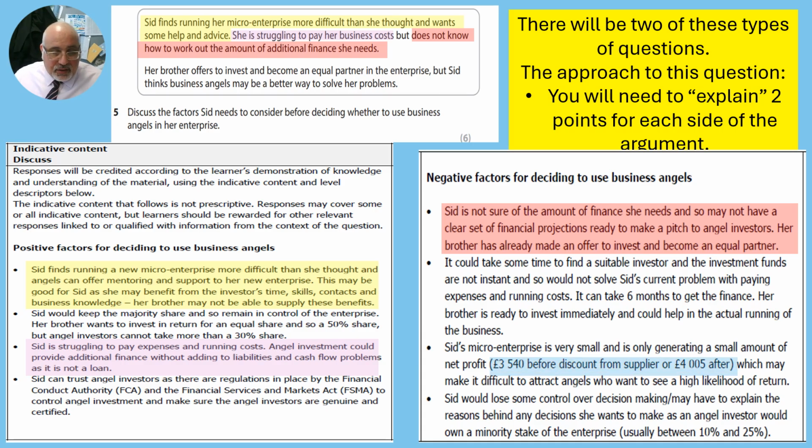Now the reason I've highlighted this next part in blue is because actually this part of the question comes from an earlier question of calculating gross and net profit. So the context at the start of the exam is very important, and you use all the information to justify your points.